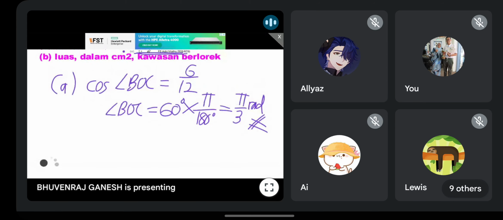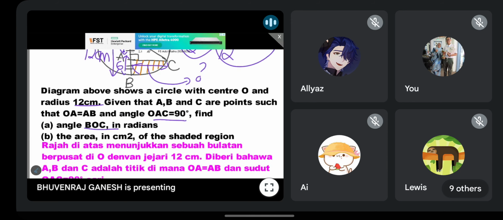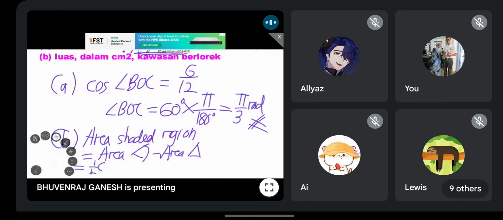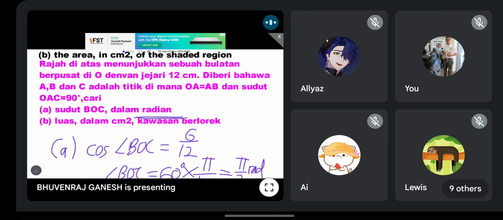Okay, so for part B, you go use the concept area shaded region equal to area of sector minus area of triangle. So sector half, R is sana, R adalah 12. Okay, theta makes sure radian. So you use pi over 3 and then minus half AB sin C. So AB sin C 6 12 sin 60.